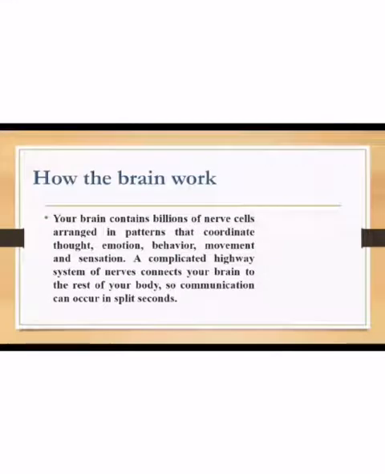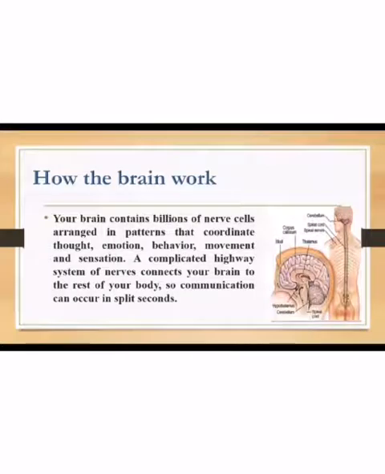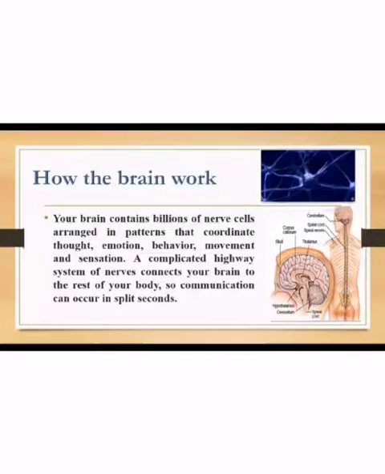How does the brain work? Your brain contains billions of nerve cells arranged in patterns that coordinate thoughts, emotion, behavior, movement, and sensation. A complicated highway system of nerves connects your brain to the rest of your body, so communication can occur in split seconds.